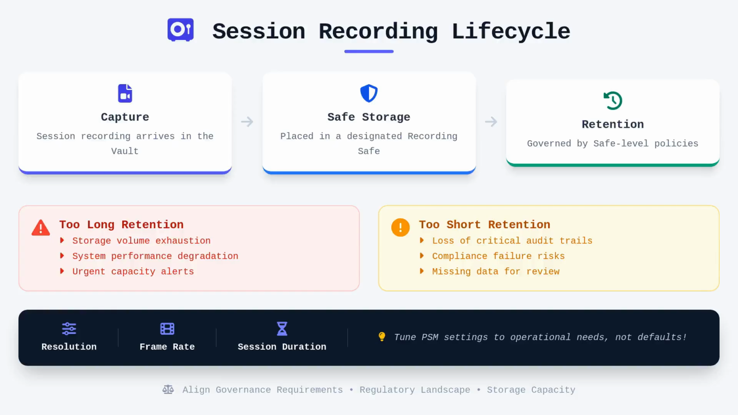Once the session recording reaches the vault, the system places it into a specific safe designated for recordings. The life cycle of these recordings within the vault is dictated by the retention policies defined at the safe level. Administrators must carefully configure these retention period settings to comply with organizational data governance requirements while avoiding the exhaustion of the vault's storage capacity. If the retention period is set too long, the storage volume will inevitably grow, potentially impacting the performance of the system or leading to storage capacity alerts that require urgent remediation.